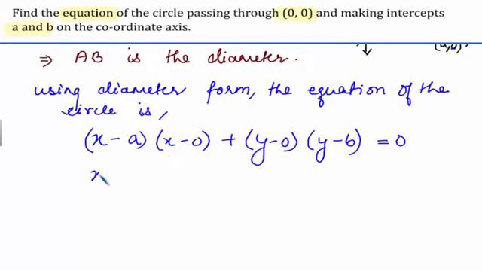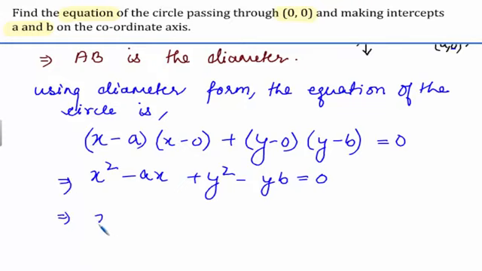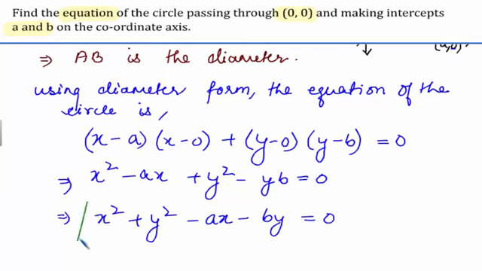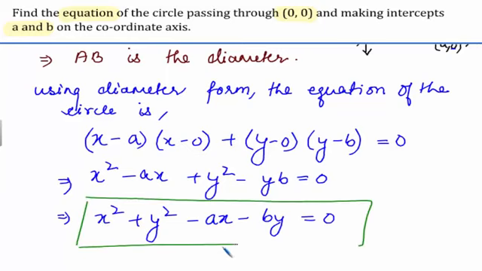This on simplifying gives x square minus ax plus y square minus yb is equal to 0, which further implies that x square plus y square minus ax minus by is equal to 0. So this is the required equation of the circle which passes through the point (0, 0) and which makes intercepts a and b on the coordinate axes. This completes the solution.